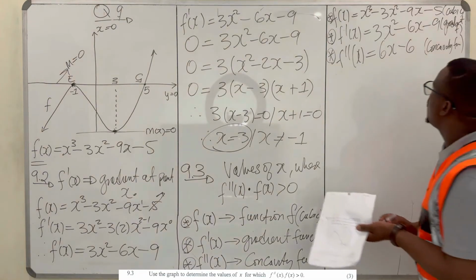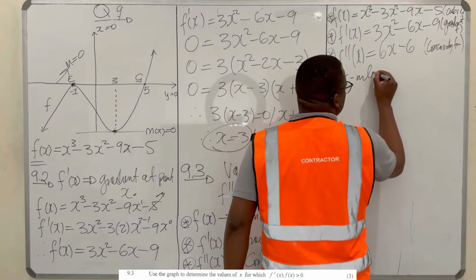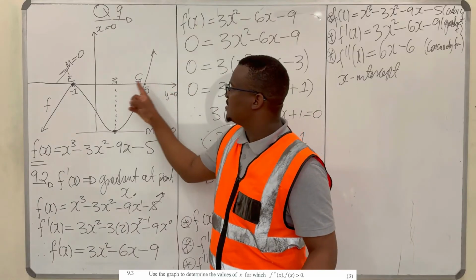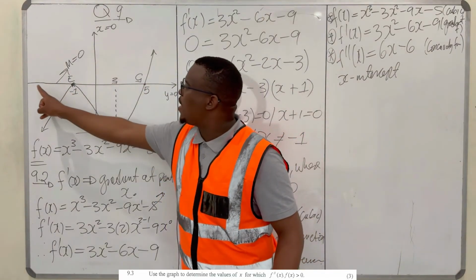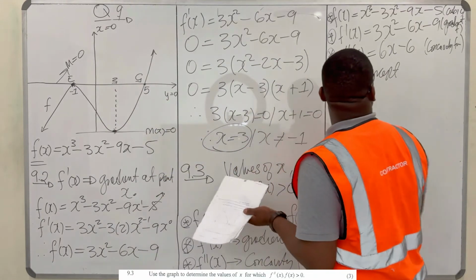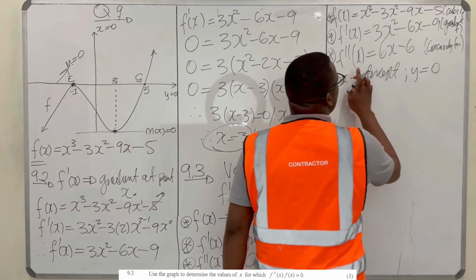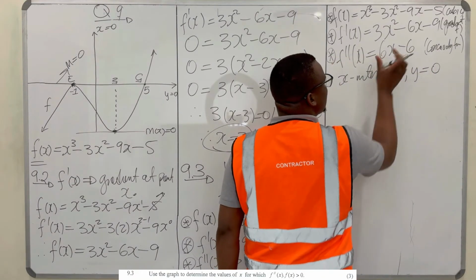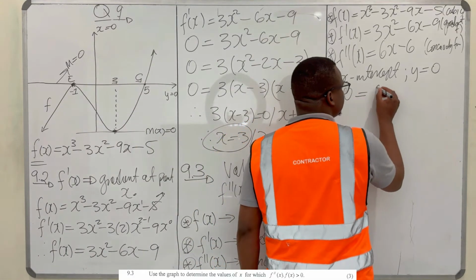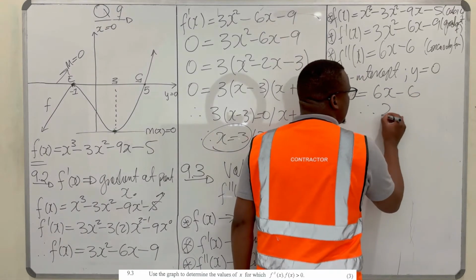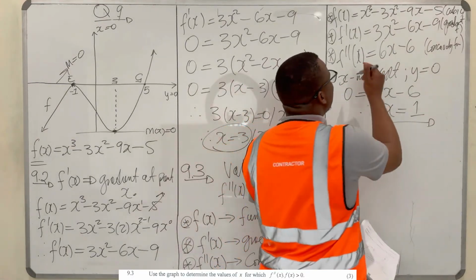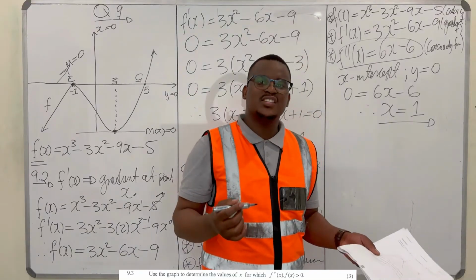So let's find the x-intercept. What does x-intercept mean? You want to know where it is crossing the x-axis. Along that line y is 0, so you already have y equal to 0, and then you can find the x value where your function is crossing. So 0 is equal to 6x minus 6. Therefore x is equal to 1. Your x-intercept is at x equal to 1, which means the straight line, your concavity function, crosses at x equal to 1.